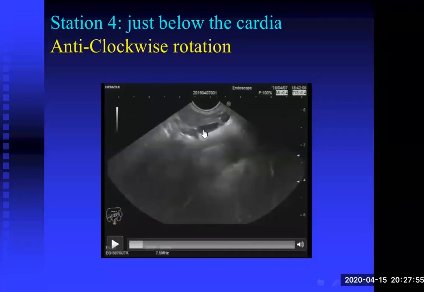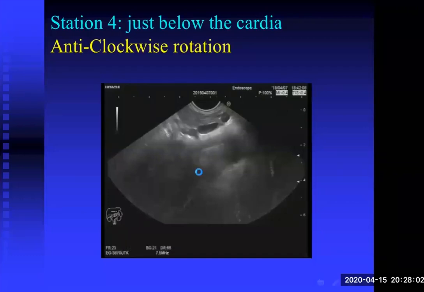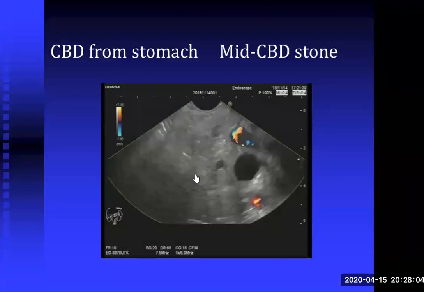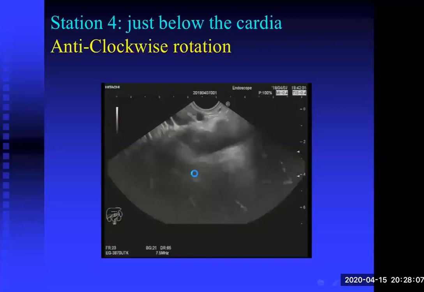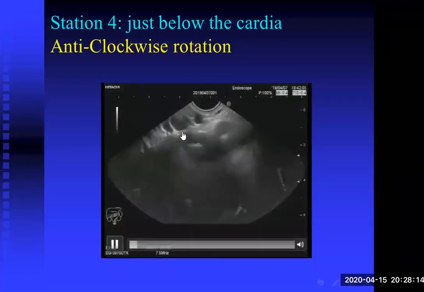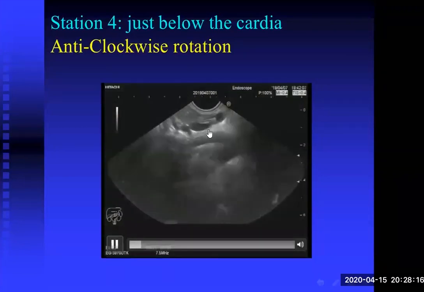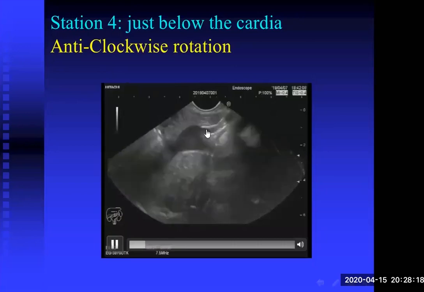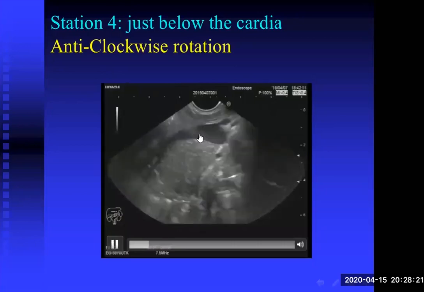Now I will concentrate on the splenic vein. Don't push or pull. Just do anti-clockwise rotation. Yes. Locate the splenic vessels in the middle of the screen and concentrate on the splenic vein. Now anti-clockwise rotation, very nicely, I went to the confluence of the splenic, superior mesenteric, and the portal vein.